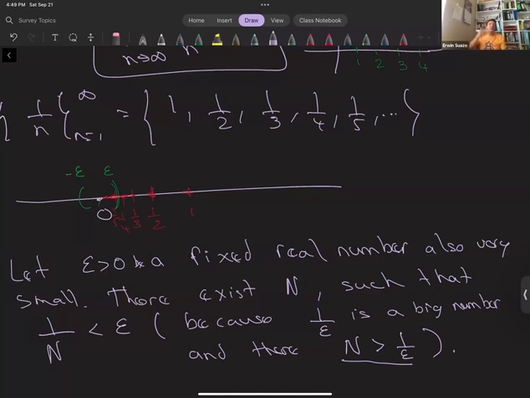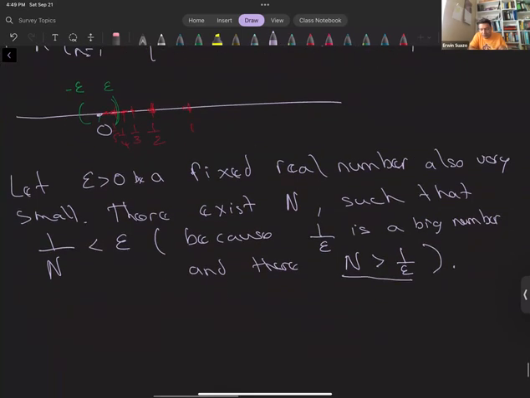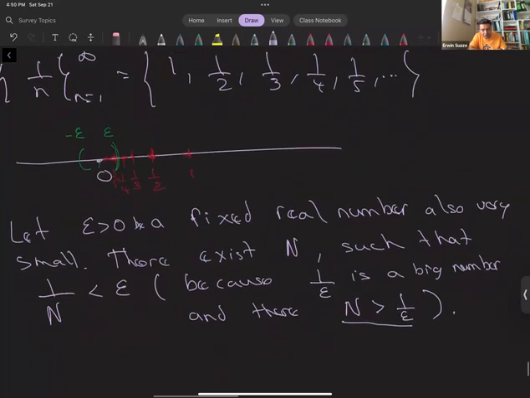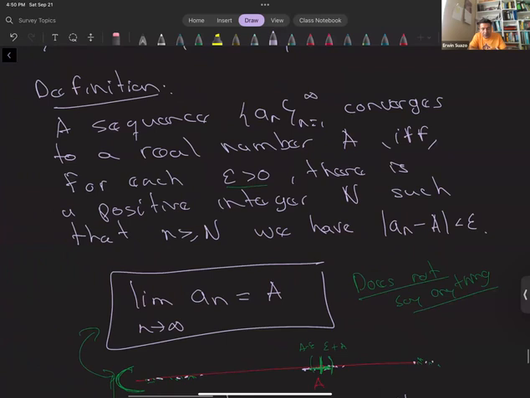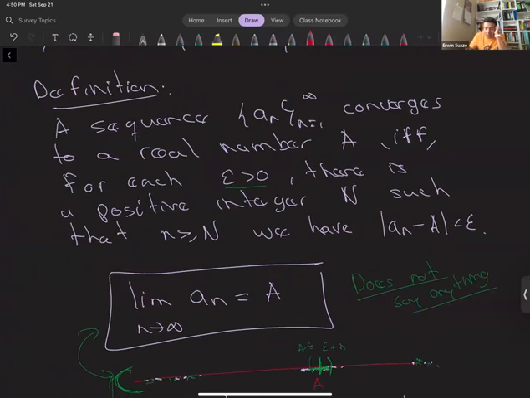At some point you have to agree that some things are reasonable. But if it's a proof, you can test. So this is true: there is an N such that 1 over N is less than epsilon, right? So it says here, a sequence a_n converges to a real number A if and only if for each epsilon there is a positive integer N such that for n bigger or equal than N we have |a_n minus A| less than epsilon. Okay, so I think we found our N.